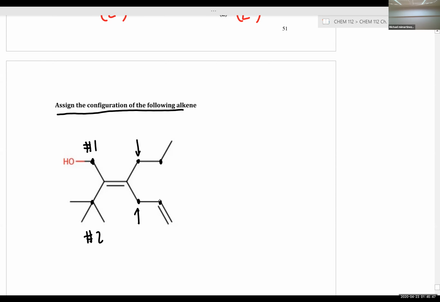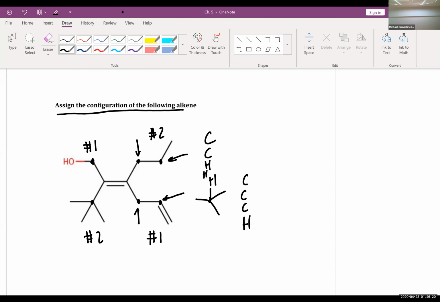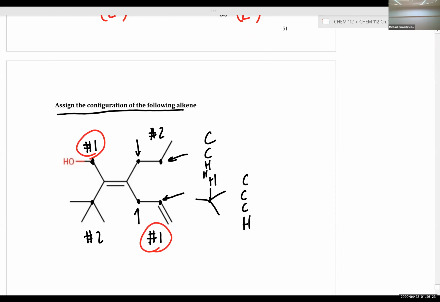Looking at our second carbon, we can view our olefin as if we had another carbon bonded to it. So in terms of the list attached to this carbon right here, we have 3 carbons and a hydrogen. If we compare to this carbon up here, we have 2 carbons and 2 hydrogens. So this bottom group wins out and gets priority 1. The top group gets priority 2. So as we can see, are the high priority groups on the same or opposite sides?